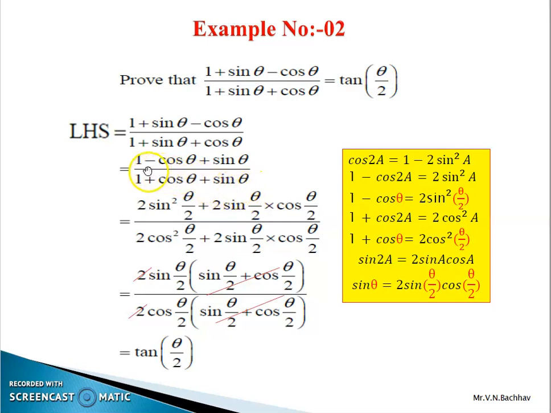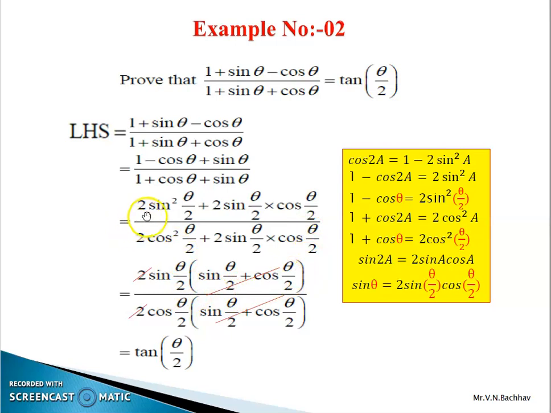First we use 1 minus cos theta is equal to 2 sin square theta by 2, and sin theta is equal to 2 times sin theta by 2 into cos theta by 2. 1 plus cos theta is equal to 2 cos square theta by 2. We use these three formulas and replace these values. 2 sin square theta by 2 plus 2 times sin theta by 2 into cos theta by 2. In denominator 2 cos square theta by 2 plus 2 sin theta by 2 into cos theta by 2.